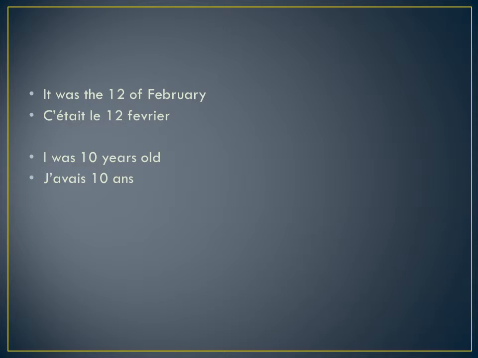For background information of weather, date, time, age, etc. It was the 12th of February. C'était le 12 février. I was 10 years old. J'avais 10 ans. It was nice out. Il faisait beau. It was 1 p.m. Il était 13 heures.